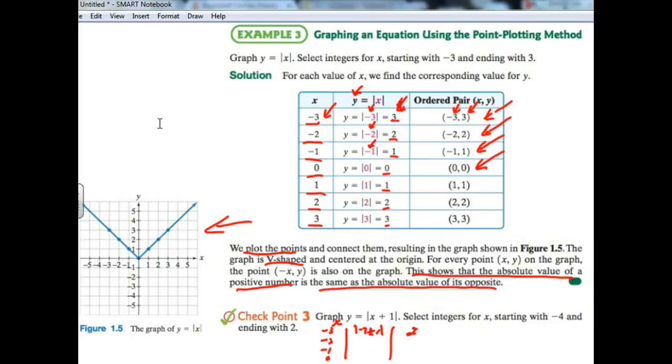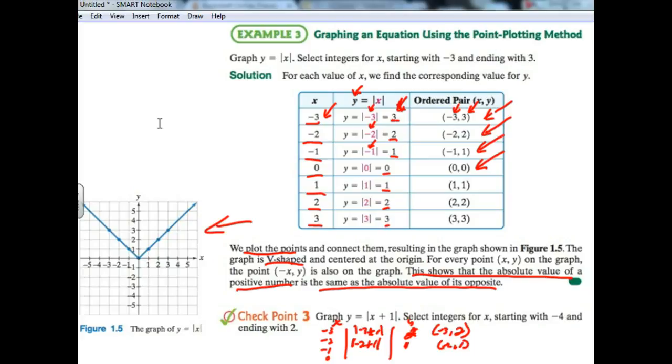So this is your x column, this would be your y. If you plugged in -2, it's the absolute value of -2 plus 1, which is -1, so the absolute value is 1. So you would start writing that as (-3, 2), (-2, 1).